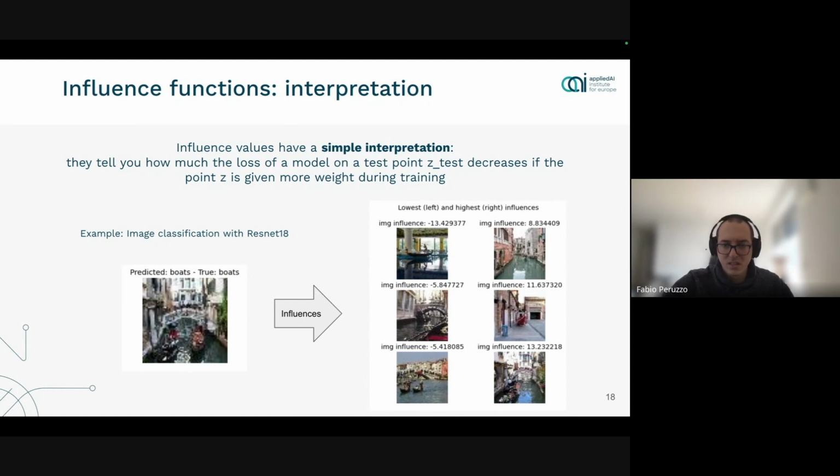And in this case, in the example that I reported here, we take one image, the one on the left from the test set, and we ask ourselves, okay, which were the training points that have been most influential for the model, for the prediction on this image. So the column on the right shows you the images that had very positive influence, and the column on the left, the pictures that had a very negative influence.